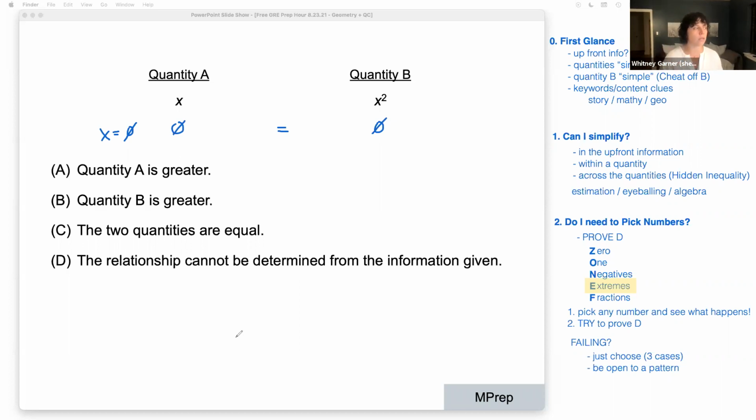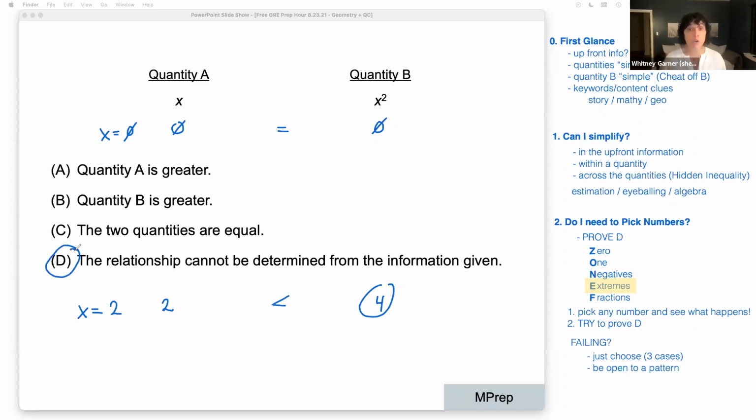Same thing would happen with 1. But if I picked x is 2, quantity A is 2, quantity B is 4, I now have a situation where they're not equal. Quantity B is bigger. And so I was able to show two relationships. I could show how they were equal. I could also show that depending on the numbers I picked, I could make B bigger. Because of that, I'm going to choose D.